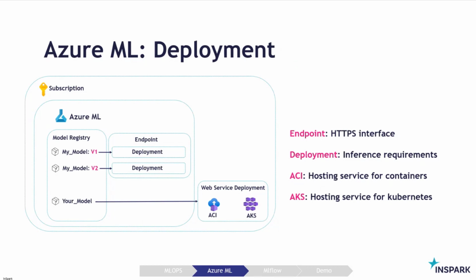Once these deployment targets are set up, the deployment itself consists of the rest of the things we need: the model, the environment, and a scoring script. If you just have your model, then you need to provide the environment and the scoring script yourself. But if you use MLflow to package your models, then all of these things are generated for you.